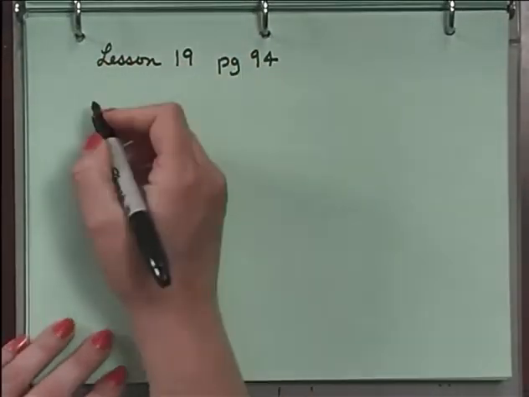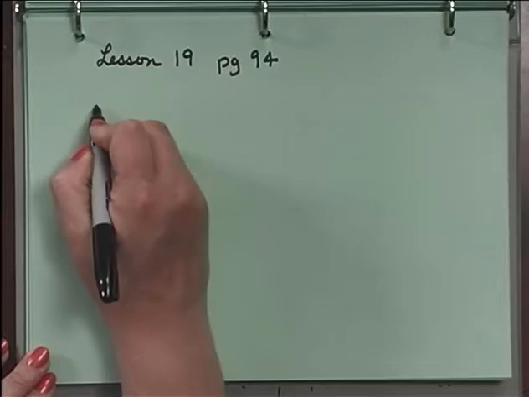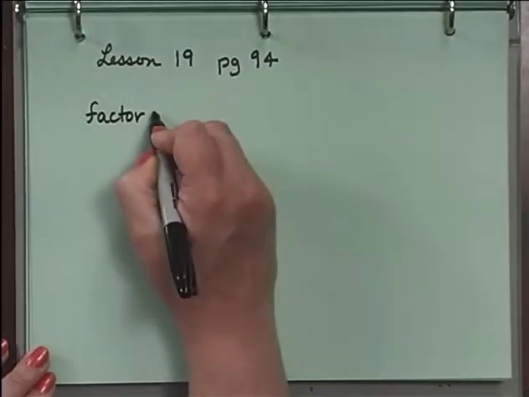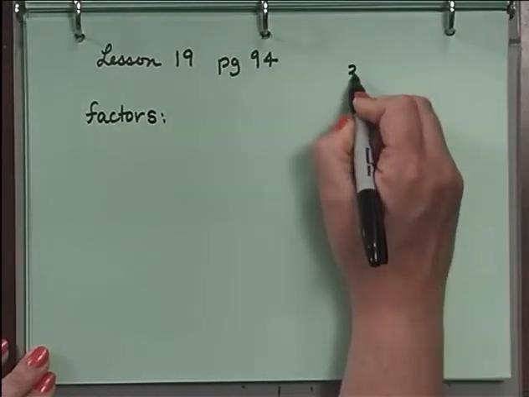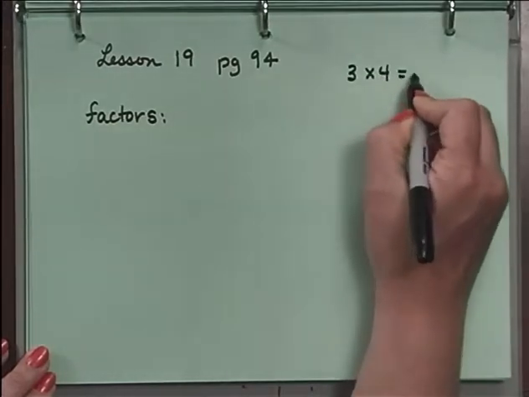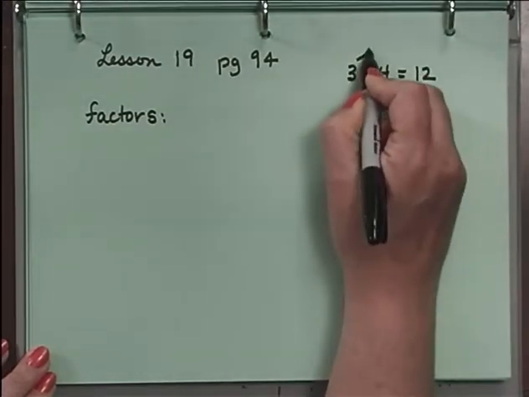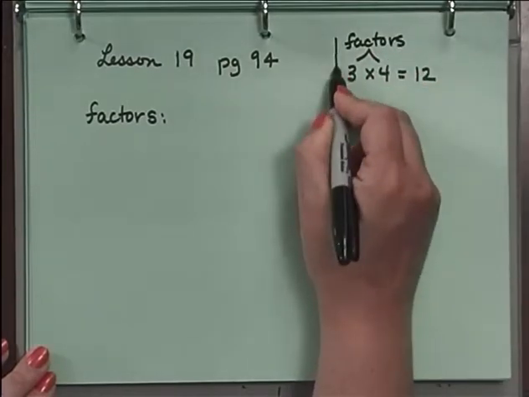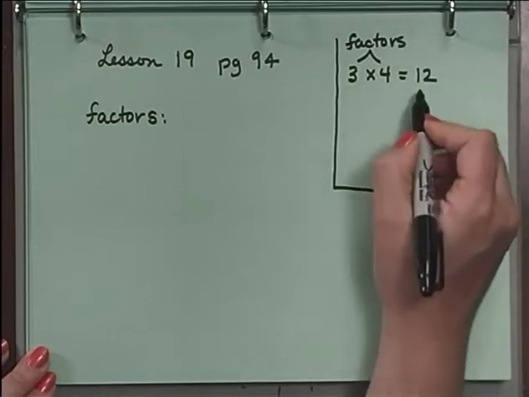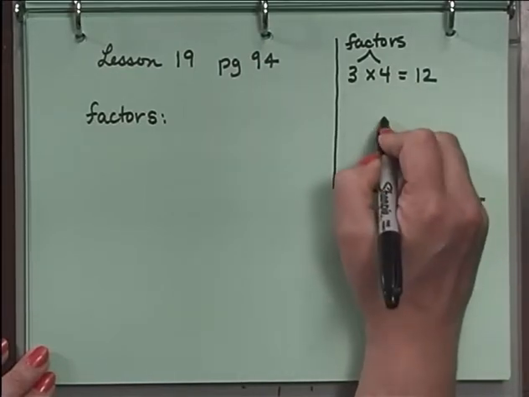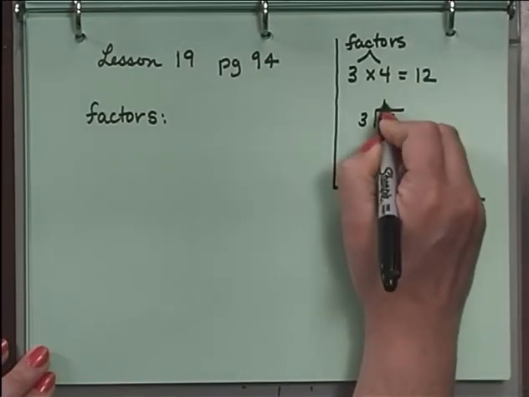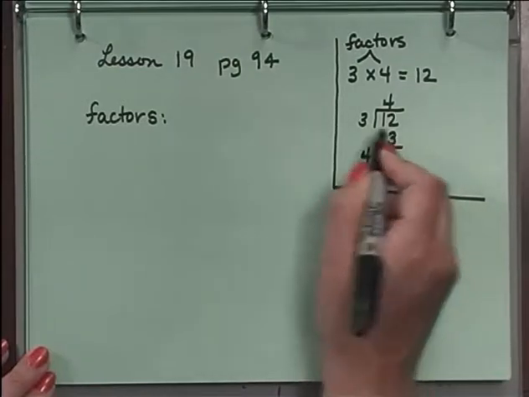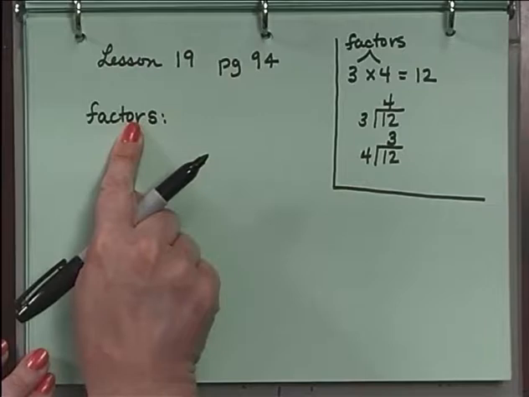Now in lesson 19, we're going to be talking about factors, and we're going to learn a new definition of the word factor. We have learned that if we multiply two numbers together to get a product, these two numbers are called factors. Well, notice also that since 3, 4, and 12 form a fact family, 12 divided by 3 is 4, and 12 divided by 4 is 3. Well, that gives us another definition of factors.